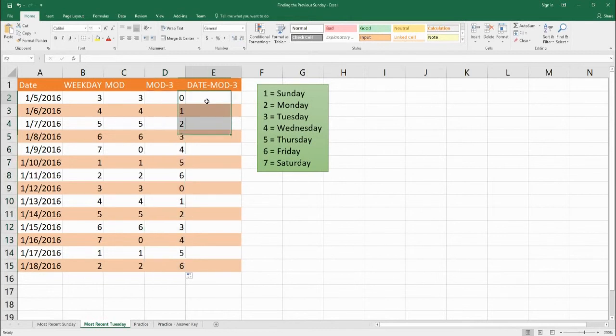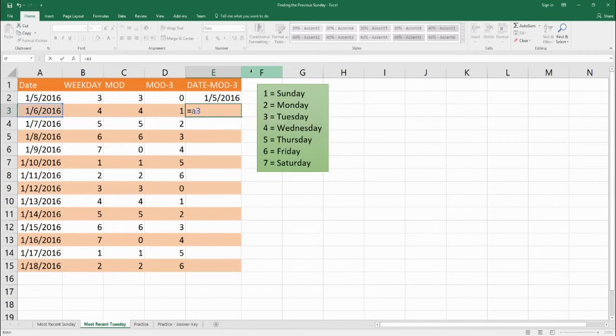So we put this new thing into the final formula. We're going to say we want the date here in A2, January 5th, 2016. We're going to subtract the modulo of January 5th, 2016 minus 3 with a divisor of 7, and that's going to give us January 5th, 2016. So one more time. We're going to take the date of A3, January 6, 2016. We're going to subtract the modulo of A3 minus 3 with a divisor of 7, and that will give us the same date of Tuesday.